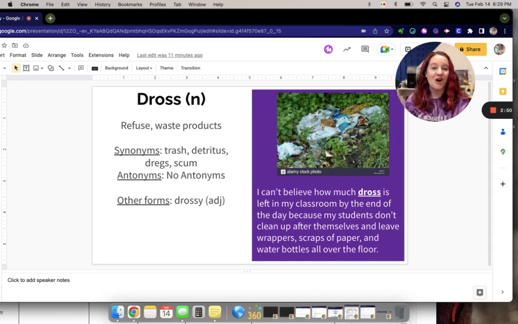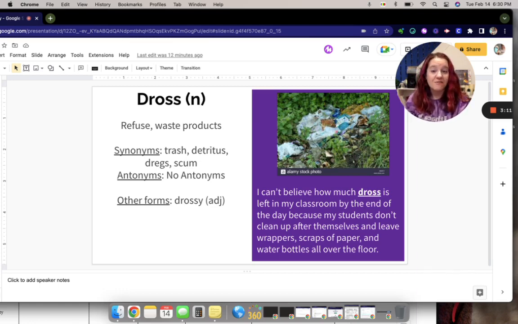Our next word is dross. I love this word. Dross is a noun, and it means refuse or waste products. In terms of synonyms that might help you, trash. It's just another fancy word for trash. Detritus, dregs, and scum are just more words for sort of things that are left behind that are kind of gross and need to be cleaned up and taken away.